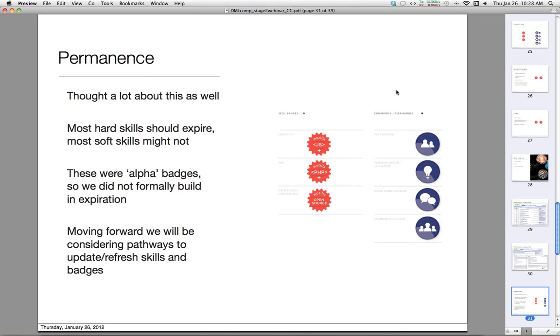Permanence was an area that we took into consideration, and this also addresses the idea of expiration. We came to the conclusion that hard skills would expire, but soft skills wouldn't. So in this instance, because we were developing specific software badges, JavaScript and also PHP, that information could become stale at some point, and it would need to be re-upped. But from a standpoint of community and personal interaction, it's pretty unlikely that that would shift from community to community. So those badges would not expire. And we are currently working on ways that skills and badges could be updated or refreshed.